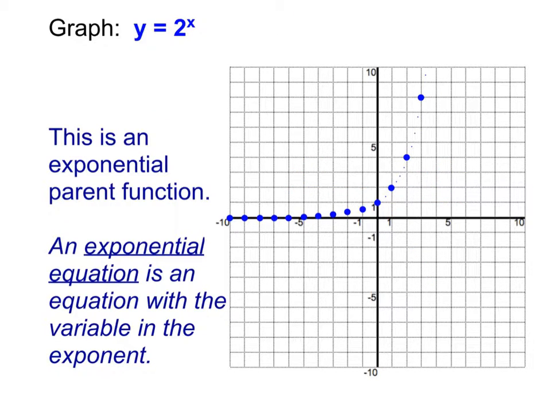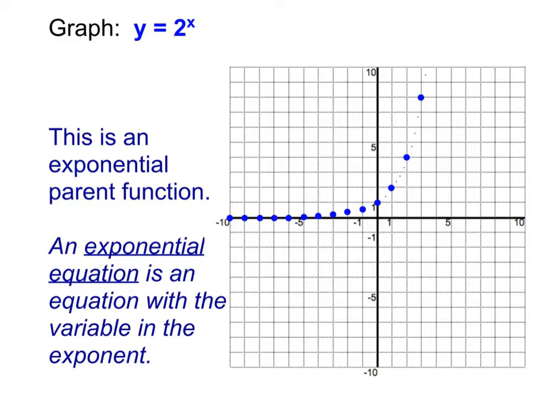Now, this graph that we just sketched in there, this is an exponential parent function. So as we describe these, x squared, that was a quadratic. 2 to the x, that's exponential. Exponential refers to any equation where the variable is in the exponent. So it's something to the power of x.